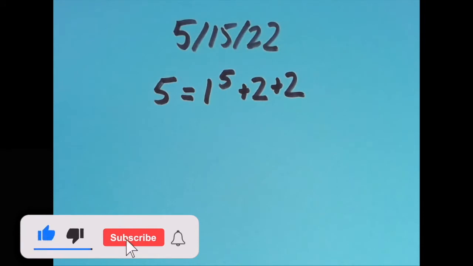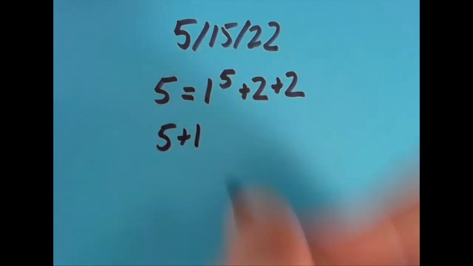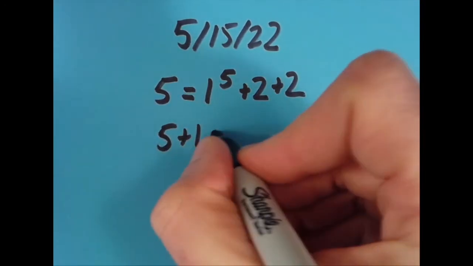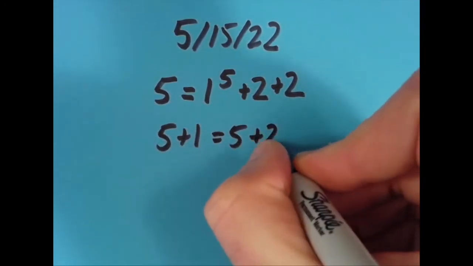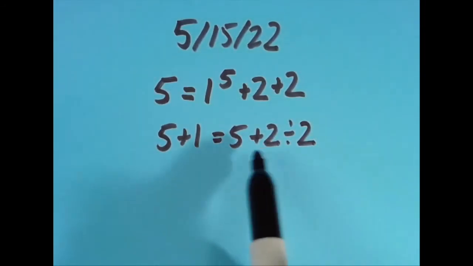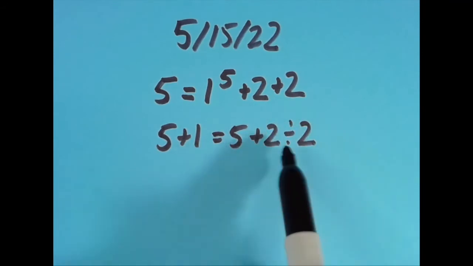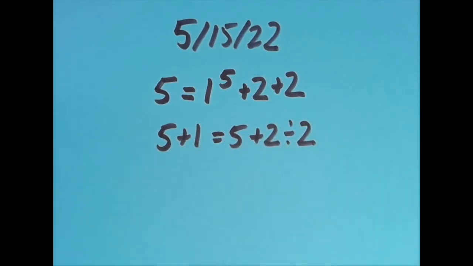I then tried some other ways by moving the equal sign over. So this time I said that 5 plus 1, which is 6, equals 5 plus 2 divided by 2. Now we have to do the division before we add. So this is going to be 1. And so we have 5 plus 1, which is also 6.